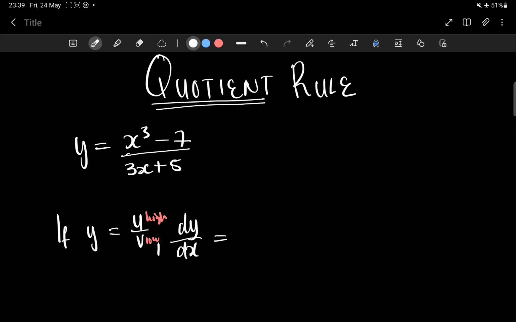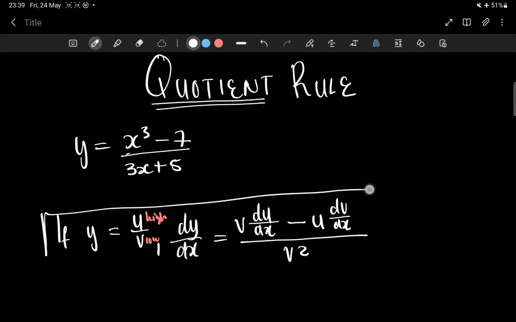So what is low? It is v. D high is the derivative of the top, which is du dx, because the top is u. Minus high, which is u, d low, the derivative of the bottom, which is dv dx, over square the bottom, v squared. This is going to be our quotient rule formula. So we can go ahead and use it.